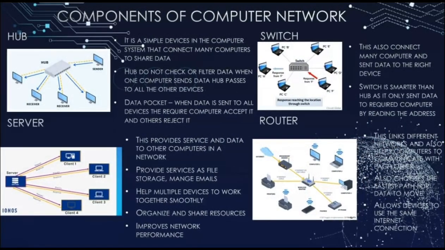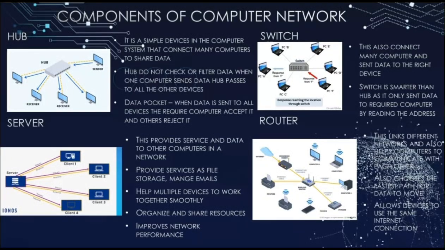Components of a computer network. The components of a computer network are: Hub. It is a simple device in a computer system that connects many computers to share data. Hubs do not check or filter the data. When one computer sends data, it passes to all the other devices. Data packet. When data is sent to all devices, the required computer accepts it and the others reject it.